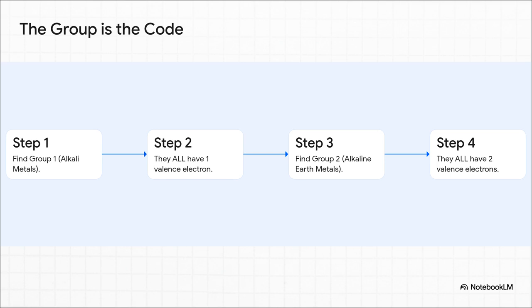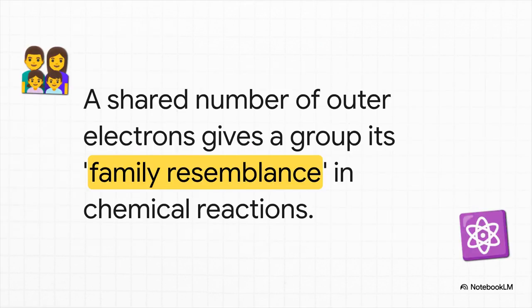Just look at group 1, the alkali metals. Every single one of them has exactly one valence electron. Now check out their neighbors in group 2. What do you think? Yep, they all have 2 valence electrons. It's right there in the number. See, all of chemistry is really just about how these outer electrons interact with each other. And since every element in a single group has the exact same number of them, they're all going to react in a super similar way. That's the family resemblance. It really is that simple.